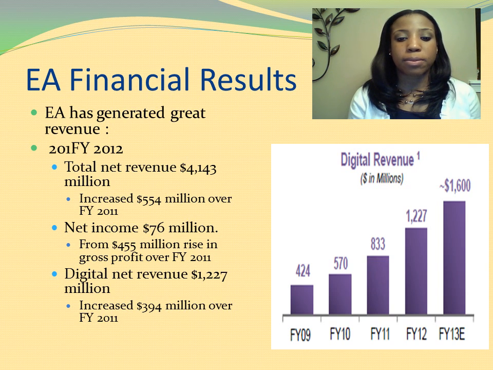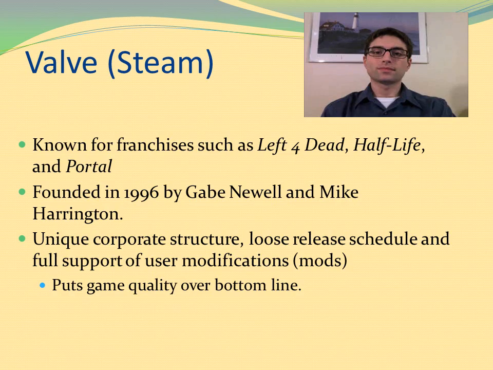The graph represents the growth in digital revenue for EA from 2009 to 2013. The E indicates estimation. As digital distribution of games increases for EA, this will further decrease overall costs, resulting in a better margin for EA.